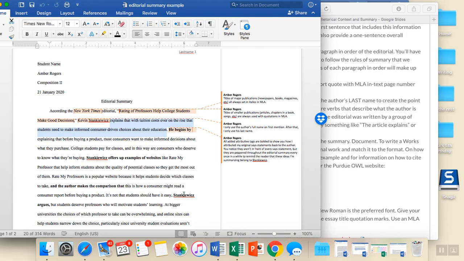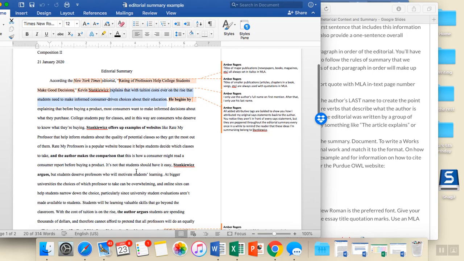So you see like Stanikowitz argues, Stanikowitz goes on to explain, he begins. So this kind of just reminds the reader, in front of some of the statements, not in front of all of them, that Stanikowitz wrote this.